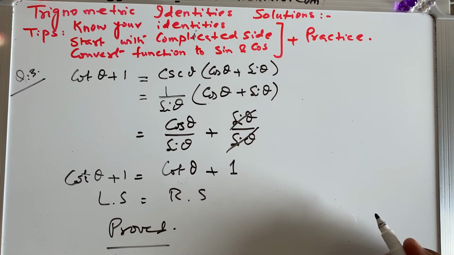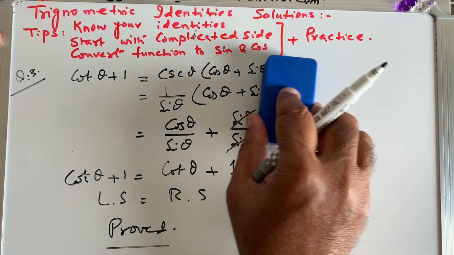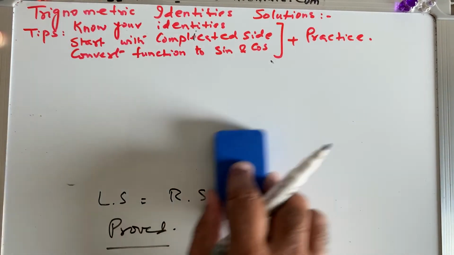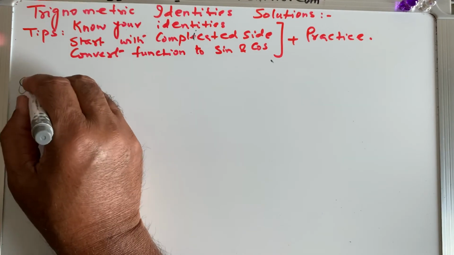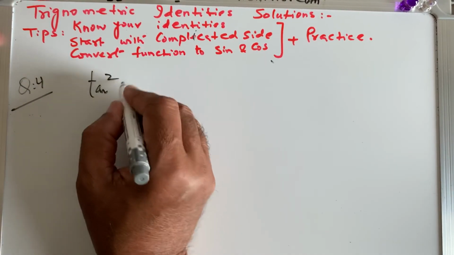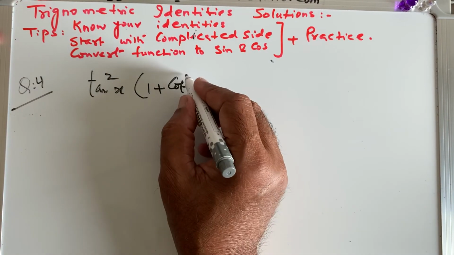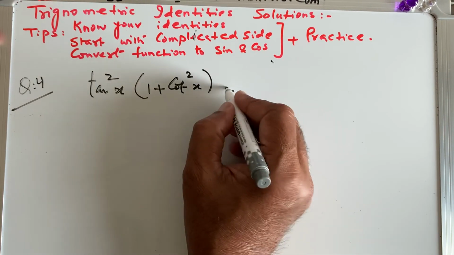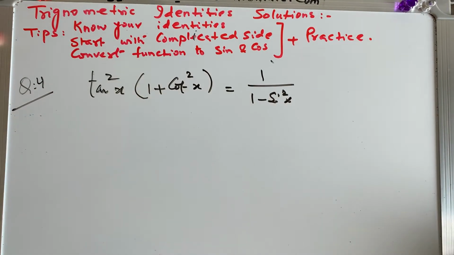Right? Similarly, one more example I have in this regard. Hope you understand this, right? So I did it quickly because I have another one and I have to complete this class quickly. So the other question, question number 4, is tangent square x times 1 plus cot square x is equal to 1 over 1 minus sin square x, right?